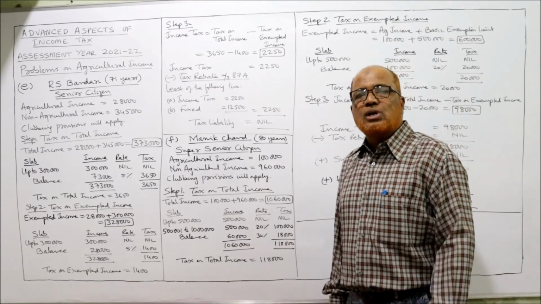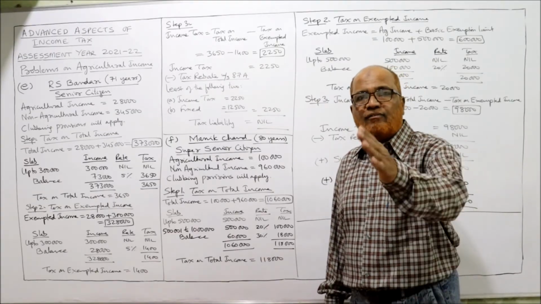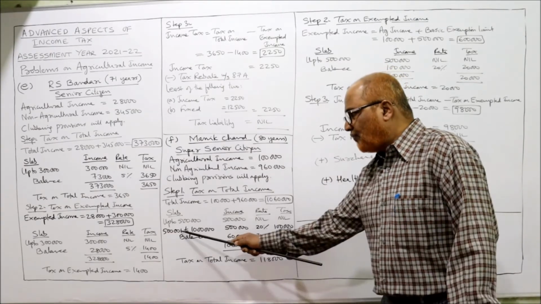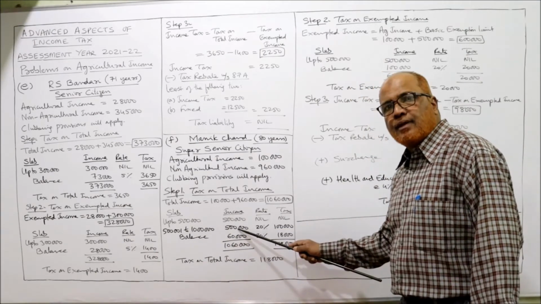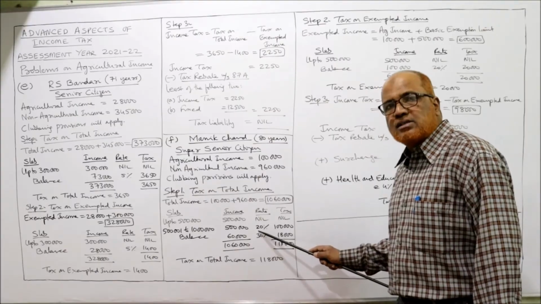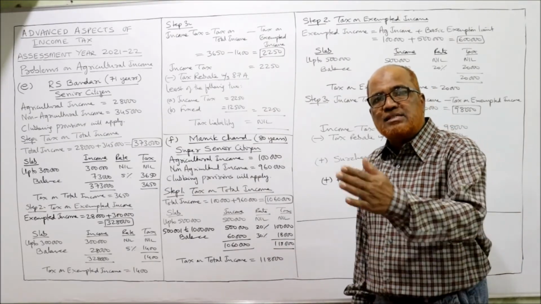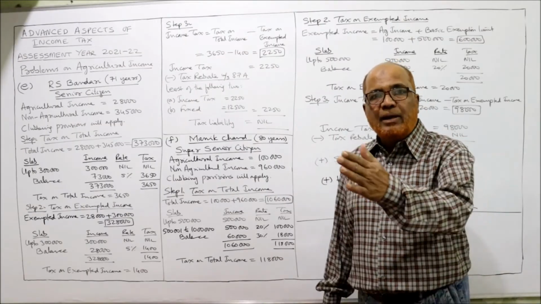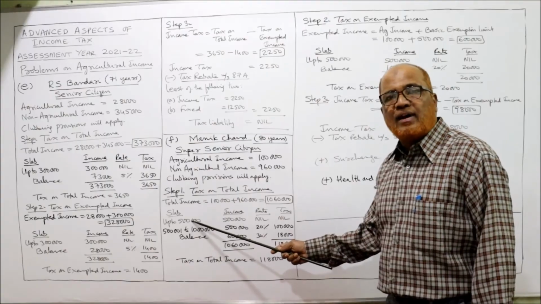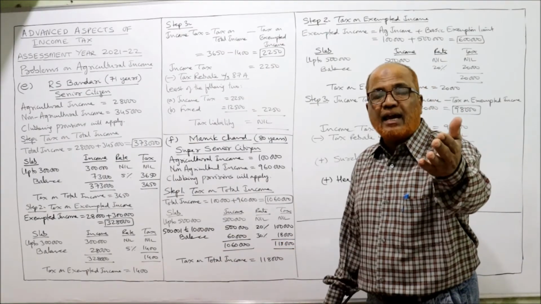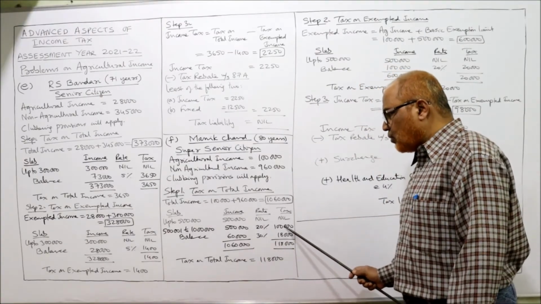Second slab goes from 5 lakh 1 rupee to 10 lakh. The income comes to 5 lakh. The tax rate is 20%. Remember the 5% slab is not there, because the 5% slab applies below 5 lakh rupees income. Here we don't have any tax below 5 lakh. So after 5 lakh the tax rate is 20%. So 20% of 5 lakh, 1 lakh.